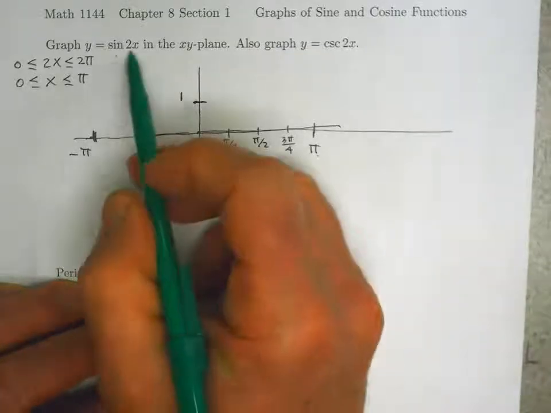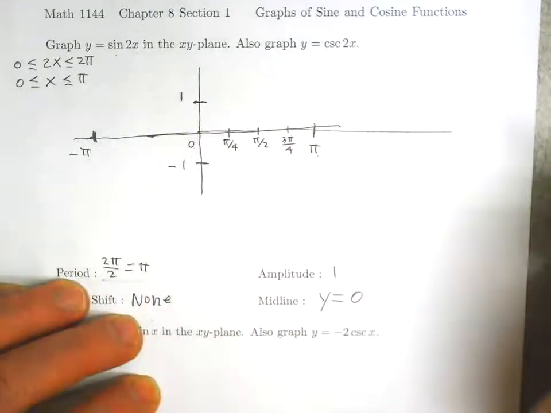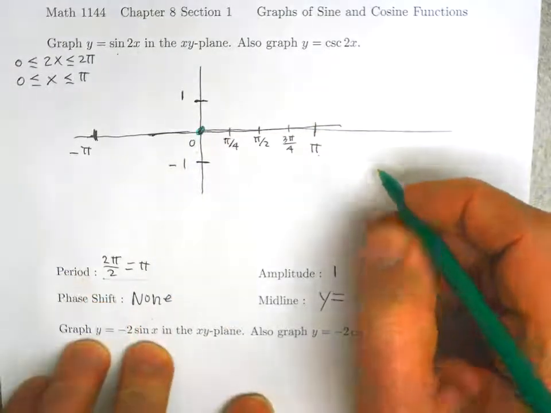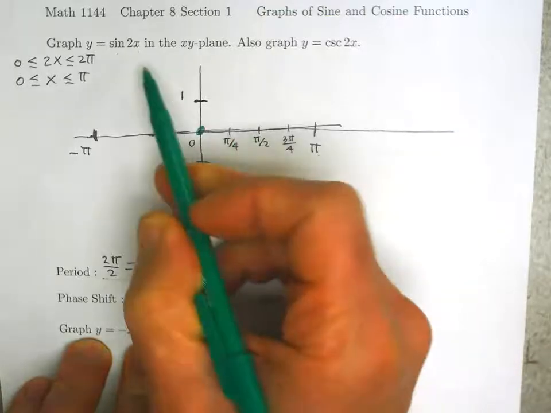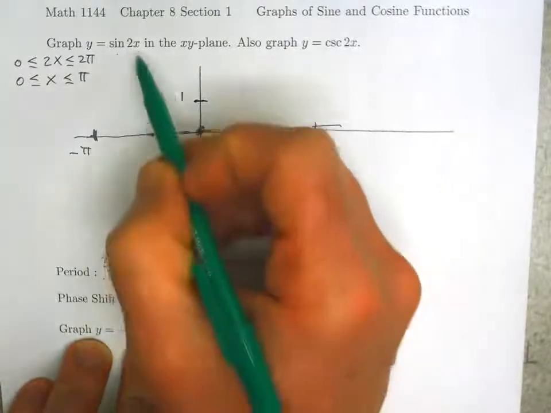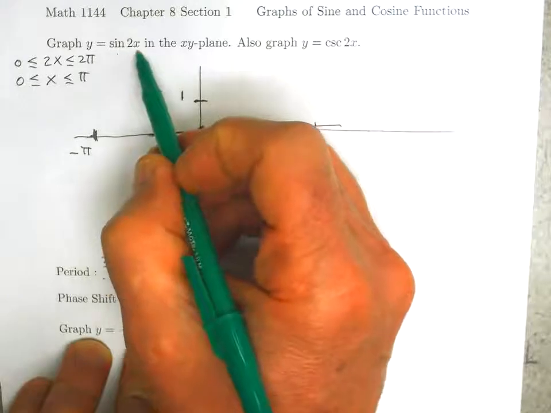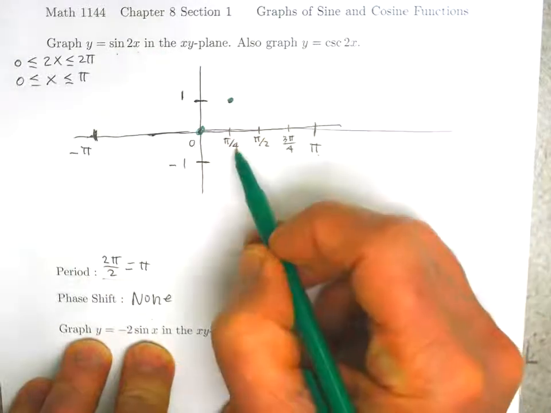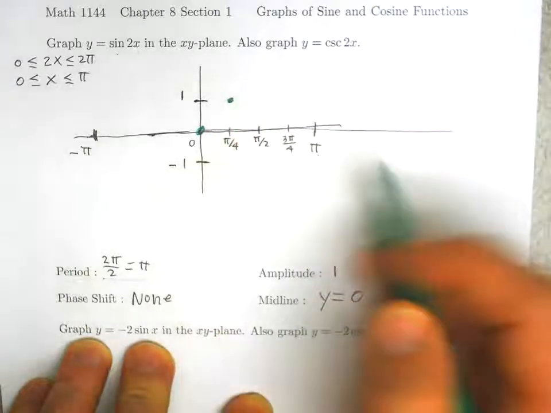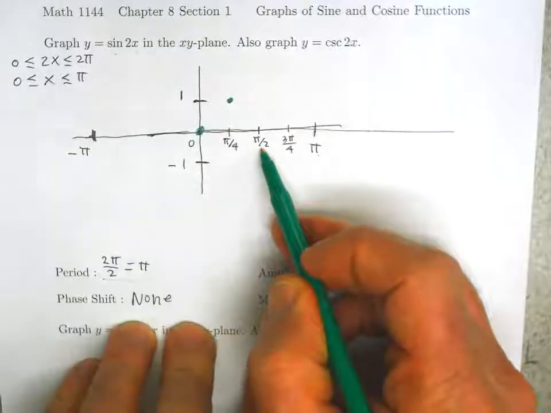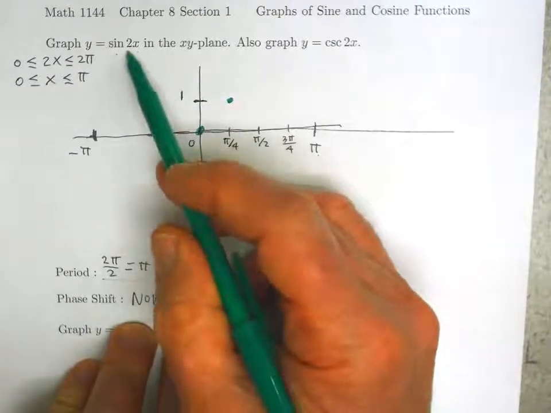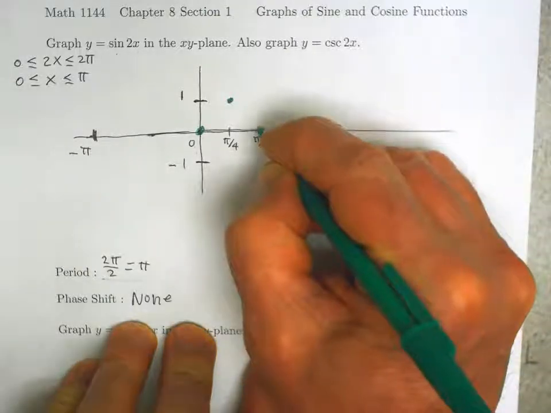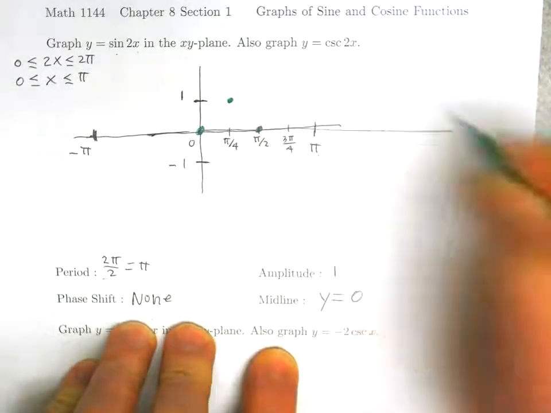When x is 0, 2 times 0 is 0. Sine of 0 is 0, so the point 0, 0 is a point on the graph. When x is pi over 4, 2 times pi over 4 is pi over 2. Sine of pi over 2 is 1, so the ordered pair pi over 4, 1 is a point on the graph. When x is pi over 2, 2 times pi over 2 is pi, and sine of pi is 0. So we have a point on the x-axis.